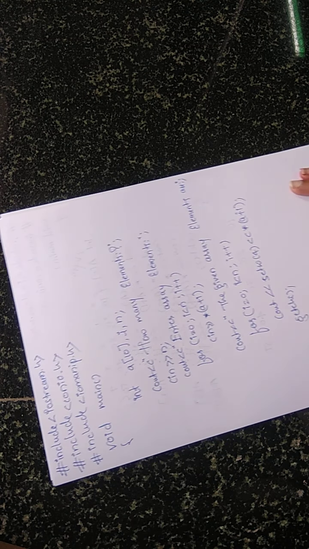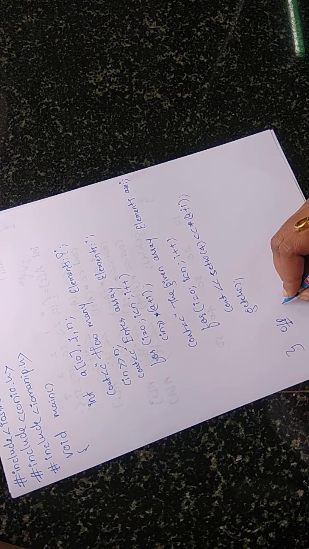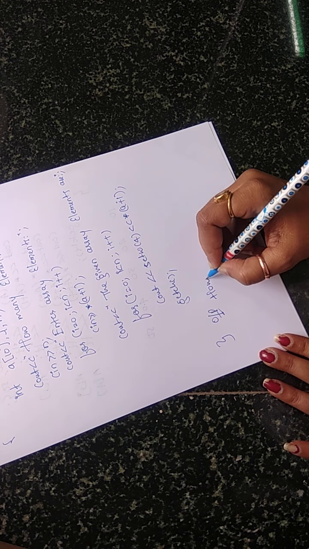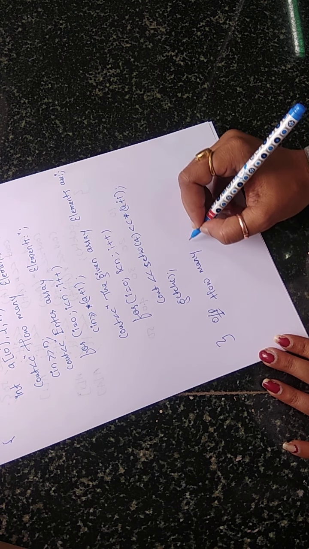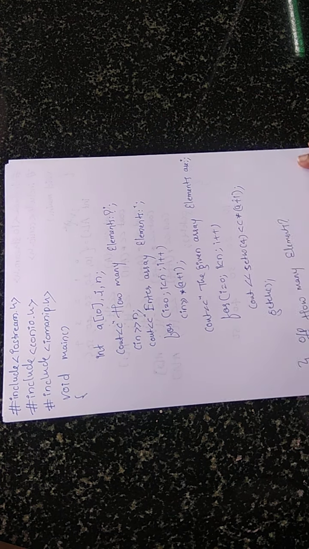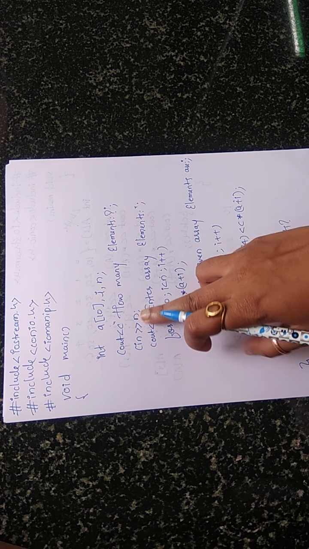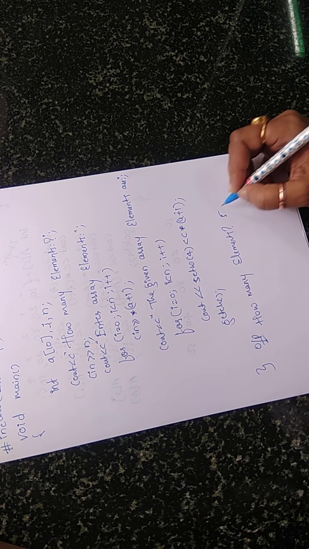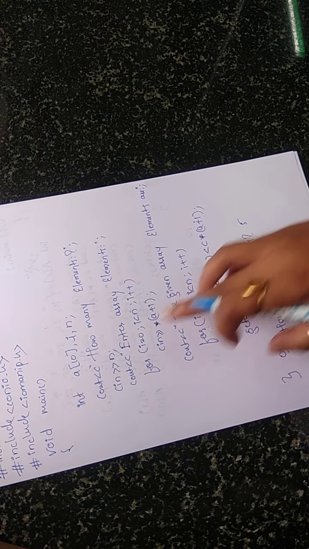Next, this message will be printed because we had written cout: how many elements. The question will be printed. Then next, we have to enter the value. That value is stored in n. So I say 5. So 5 is stored in n.